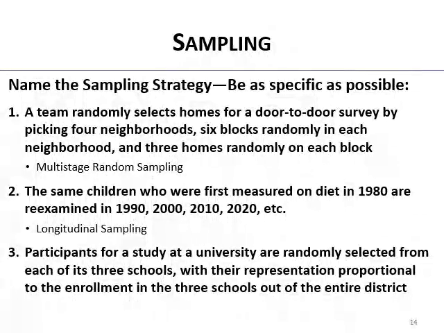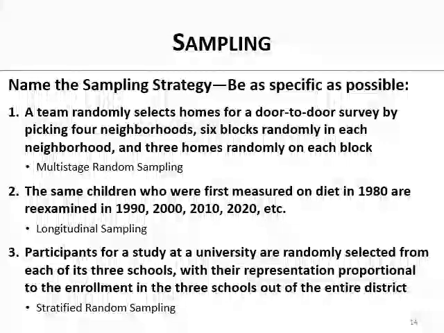Participants for a study at a university are randomly selected from each of its 3 schools, with the representation proportional to the enrollment in the 3 schools out of the entire district. So there's strata in here, right, where they're trying to get representativeness of those strata. It's done randomly. What's this going to be called? Stratified random sampling.